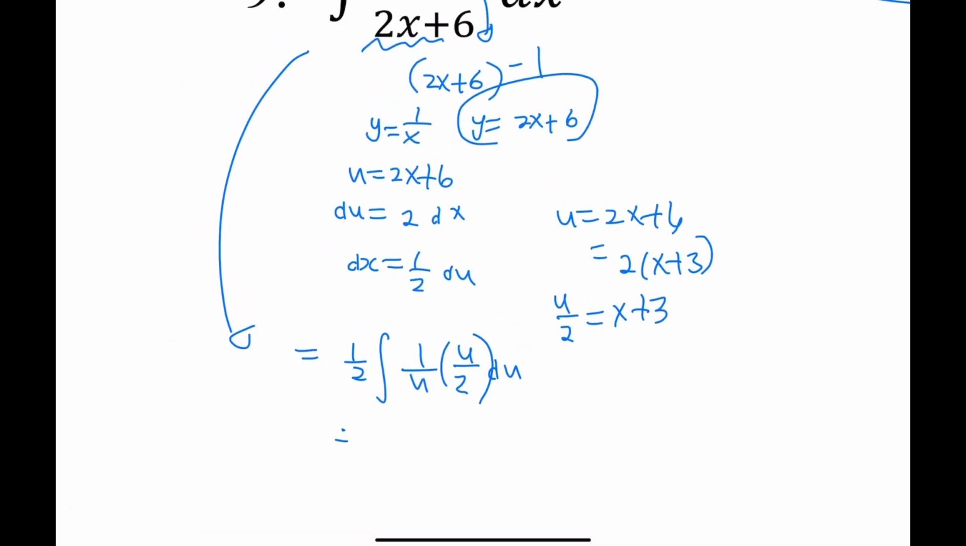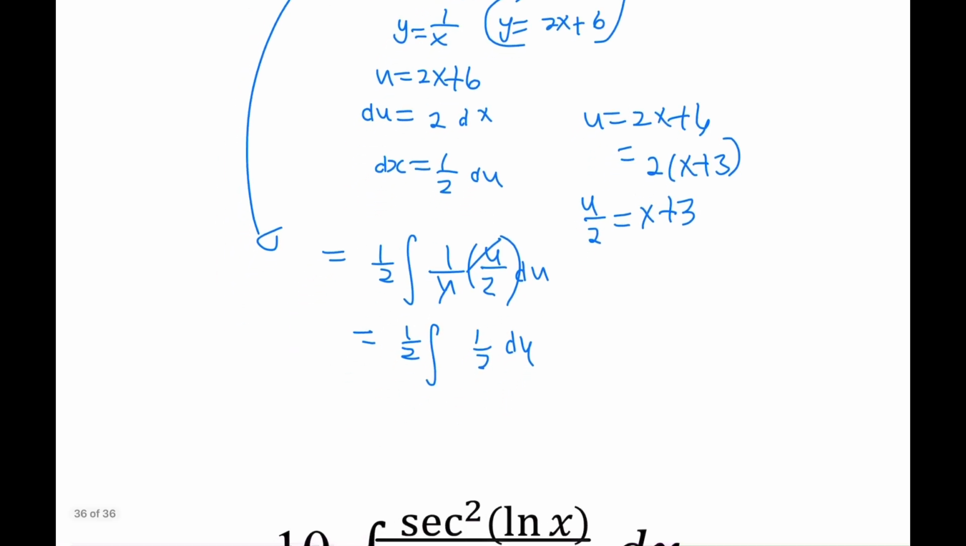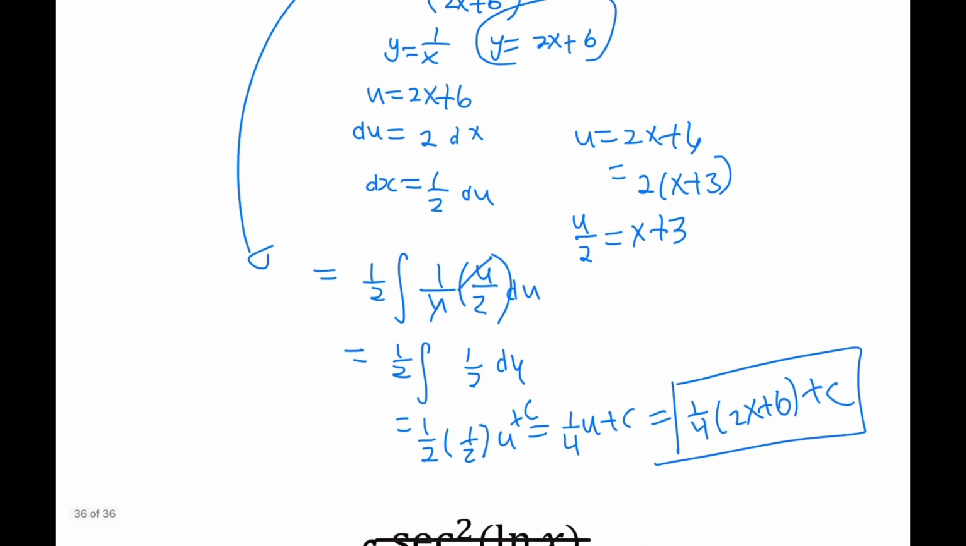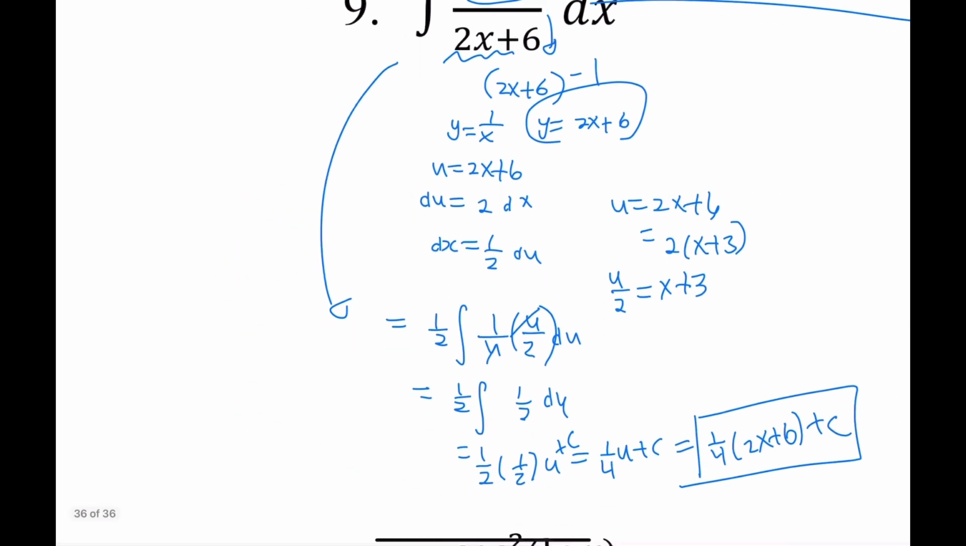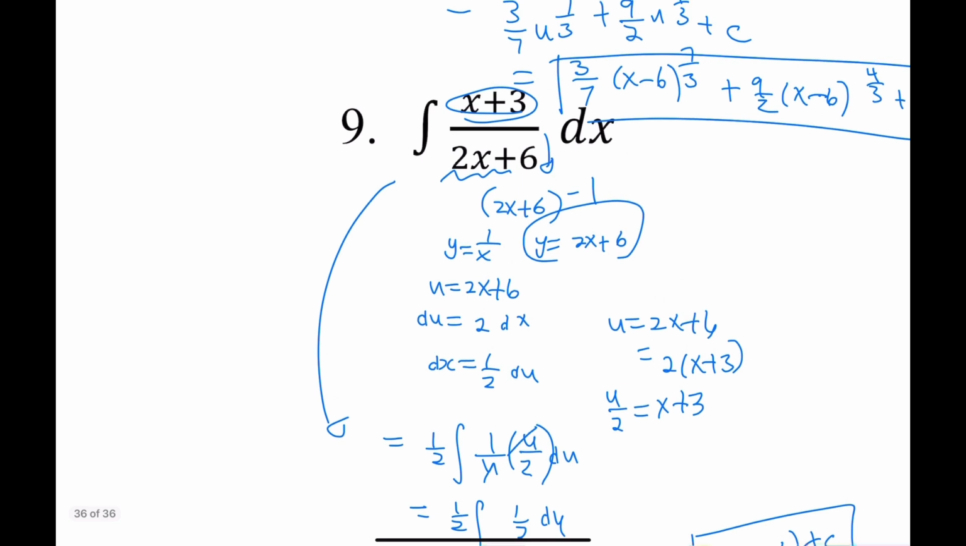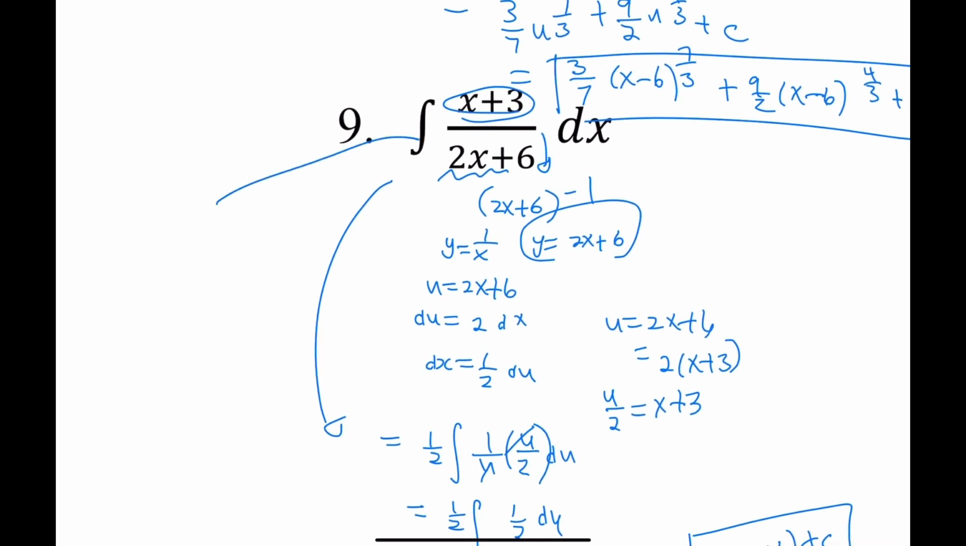Okay, and that gives us 1/2 times 1/2 du, or 1/2 times 1/2 u, 1/4 u plus c, or 1/4 (2x plus 6) plus c. Alright, and then the reason why this is able to work out in such a way, I would say, is because this one is basically equal to (x plus 3) times (x plus 3), times 2 dx. So this cancels out to give us 1/2 dx, right?